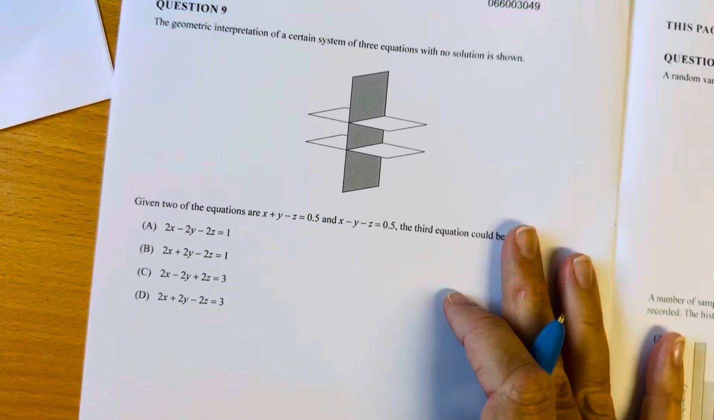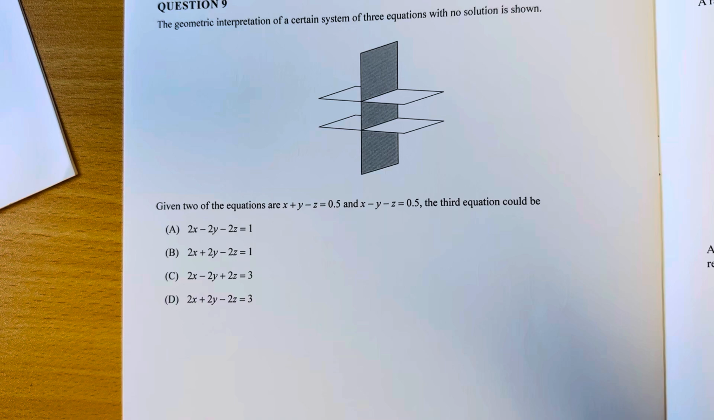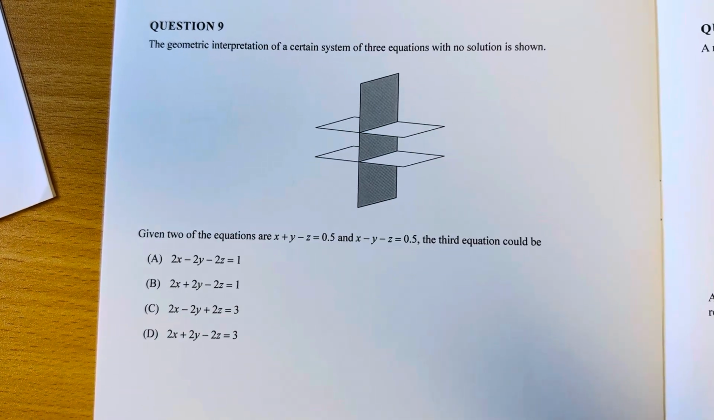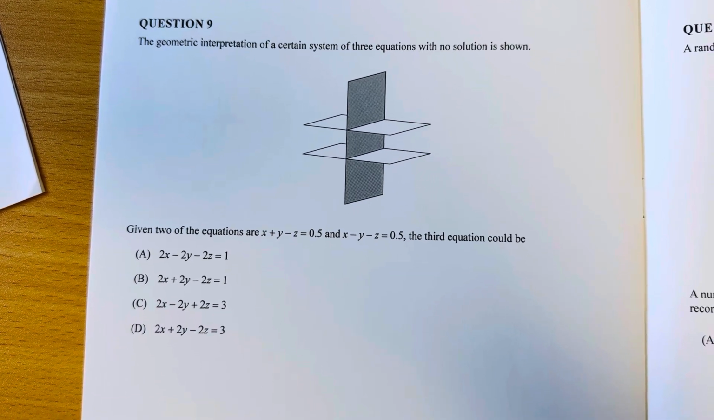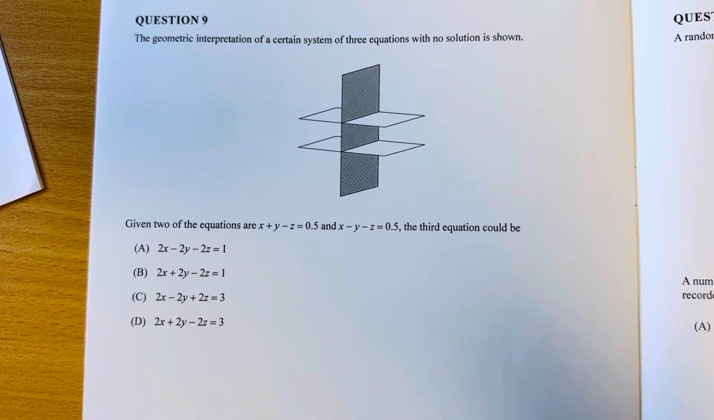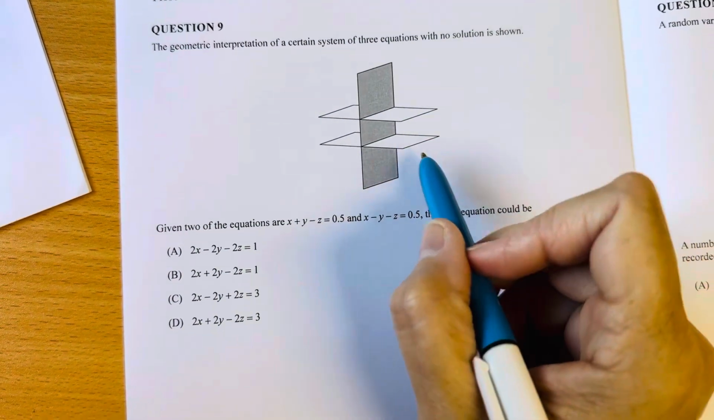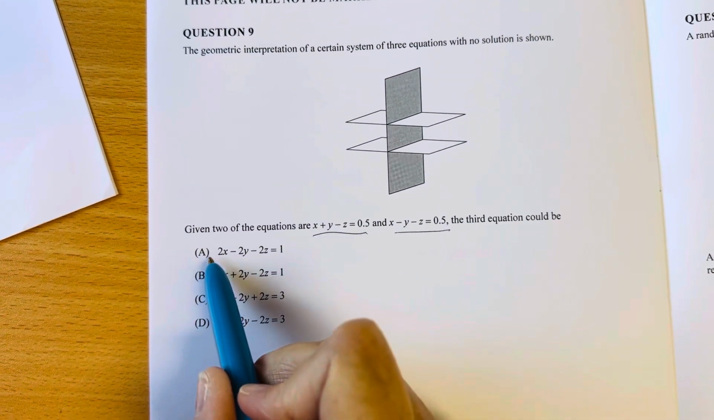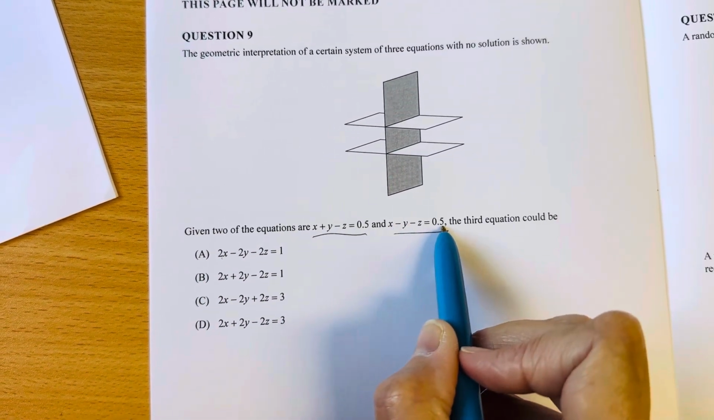Sorry about that. Question 9. The geometric interpretation of a certain system of linear equations with no solution is shown. So obviously there's 2 planes that are parallel and one that intersects. Given 2 of the equations are, what could possibly be the 3rd equation? So we're looking for an equation that will be parallel to one of these. Now if we look at the first one, that is twice that equation, twice that one.